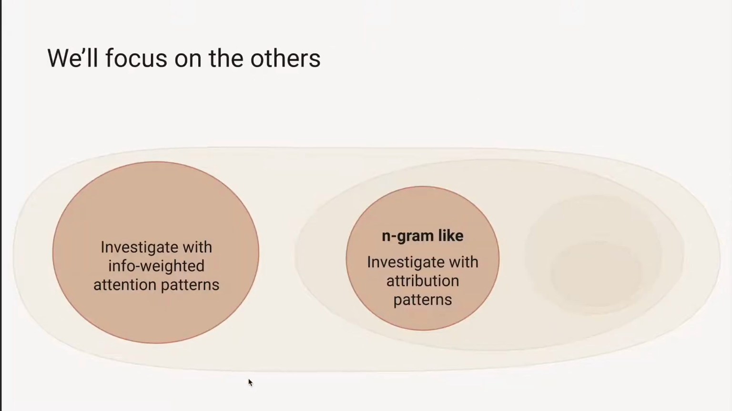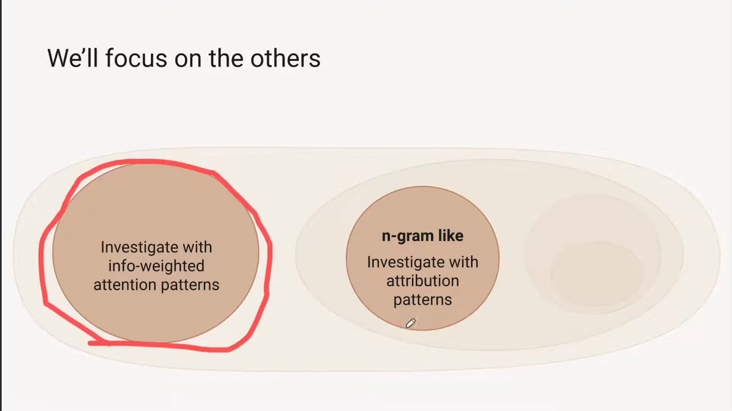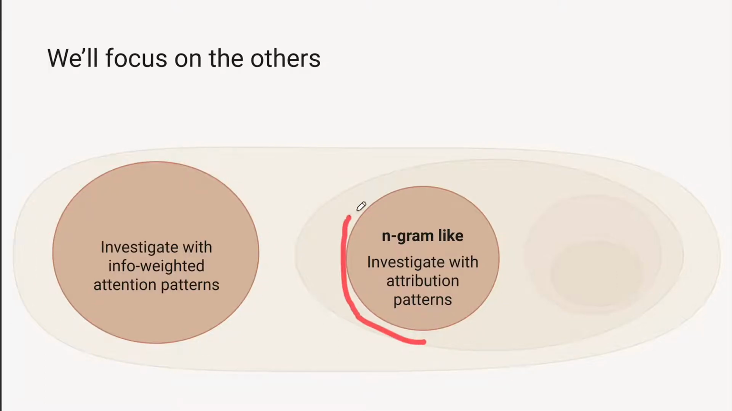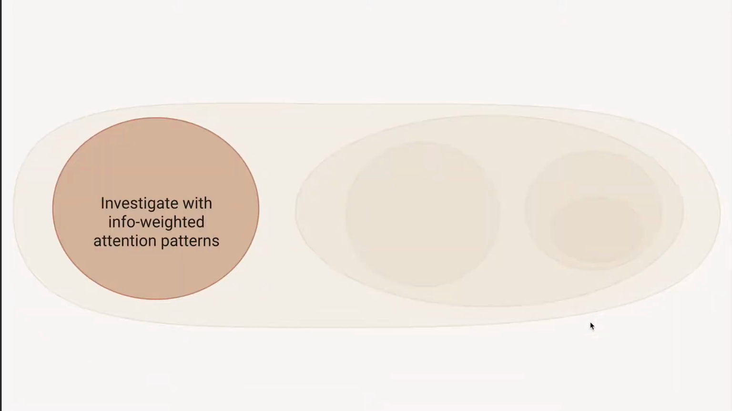But for this video, we're going to focus on the info-weighted patterns, or the ones that we can understand in terms of their attention patterns, and we'll often use the info-weighted patterns to investigate those, and the attention heads that have this n-gram-like behavior, and then we'll talk about the other ones in the next video. Okay, so to start with, the ones that we understand in terms of their attention patterns, that seem to do something natural and interpretable in terms of their attention pattern, but we don't really have as much of a functional theory.